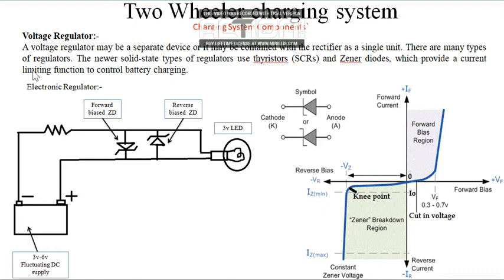So here we are using diodes and we are using SCR. By using SCR and diodes, we try to achieve a regulation action. Before moving to the working of this electronic voltage regulation system, first of all we must know what a Zener diode is, because in this system we are supposed to use a Zener diode.